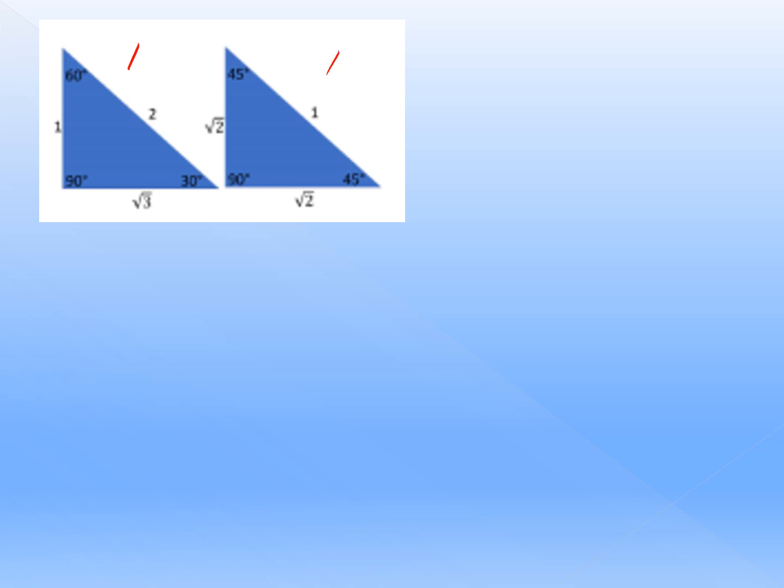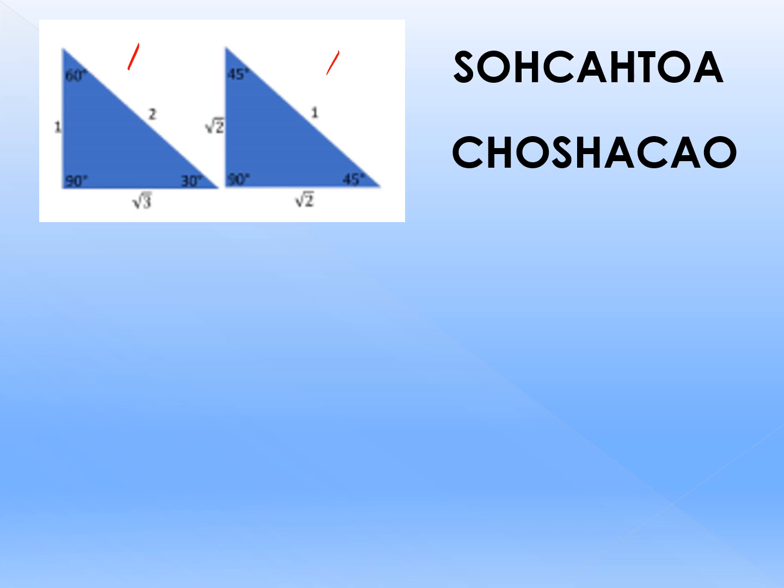In finding the six trigonometric functions pertaining to special right triangles, we use SOHCAHTOA and CHOSHCAHTOA. But what do we mean by SOHCAHTOA? SOHCAHTOA means sine is equal to opposite over hypotenuse, cosine is equal to adjacent over hypotenuse, tangent is equal to opposite over adjacent. While CHOSHCAHTOA means cosecant is equal to hypotenuse over opposite, secant is equal to hypotenuse over adjacent, and cotangent is equal to adjacent over opposite.